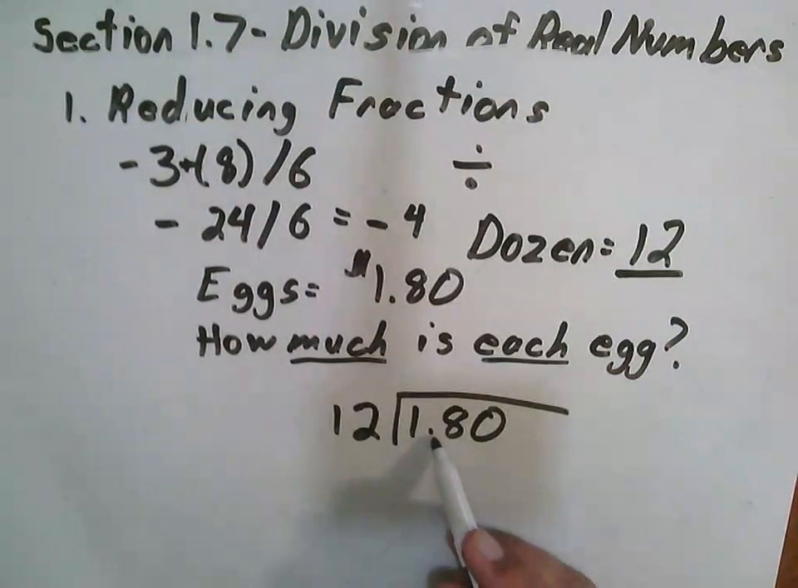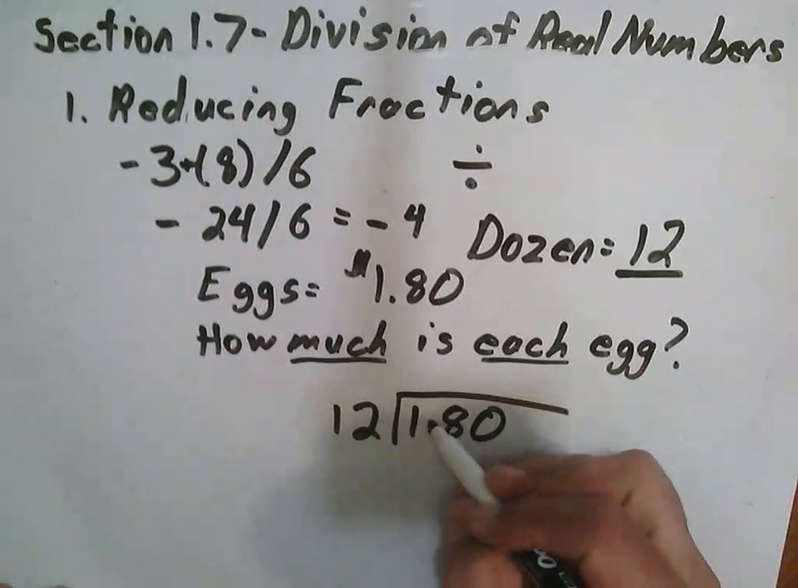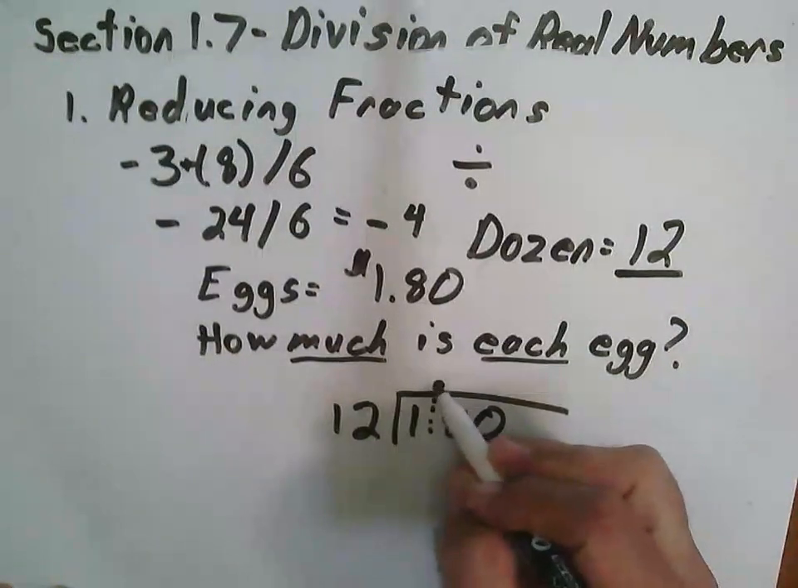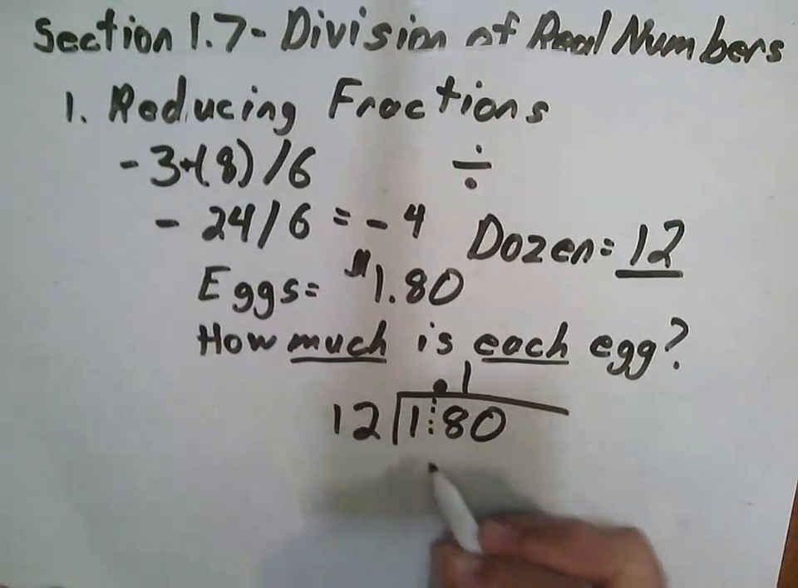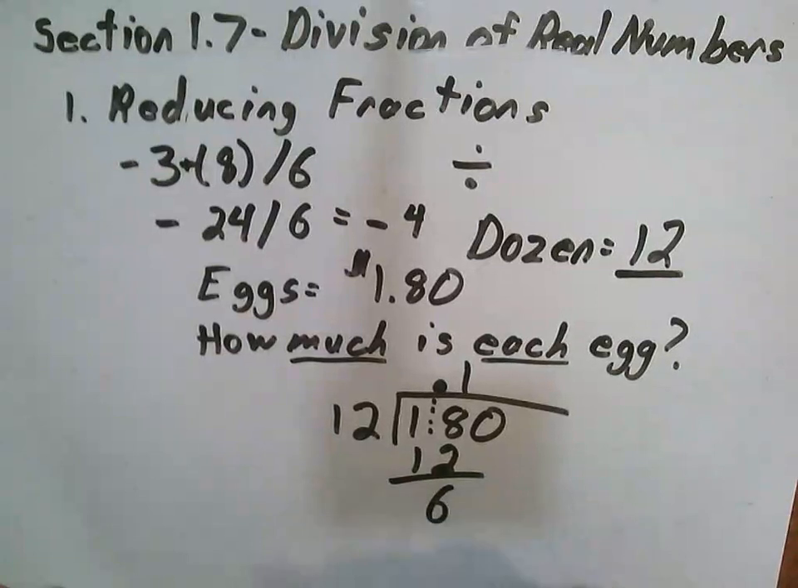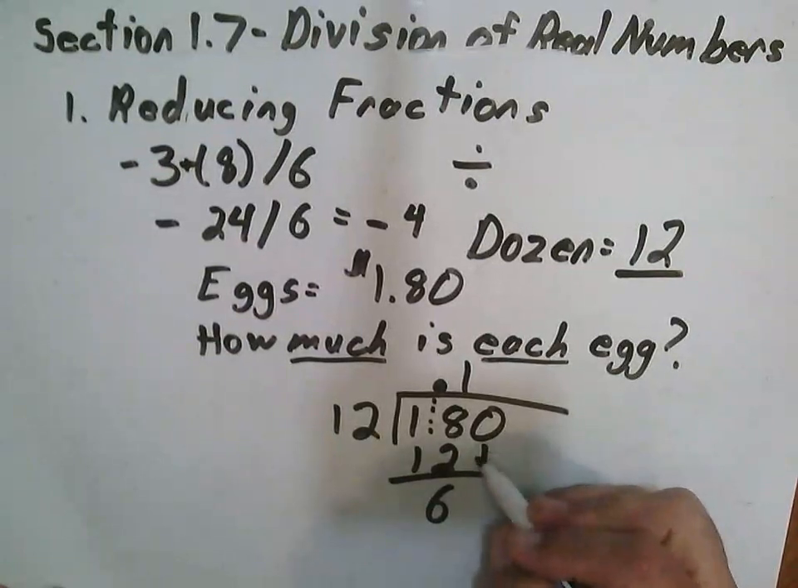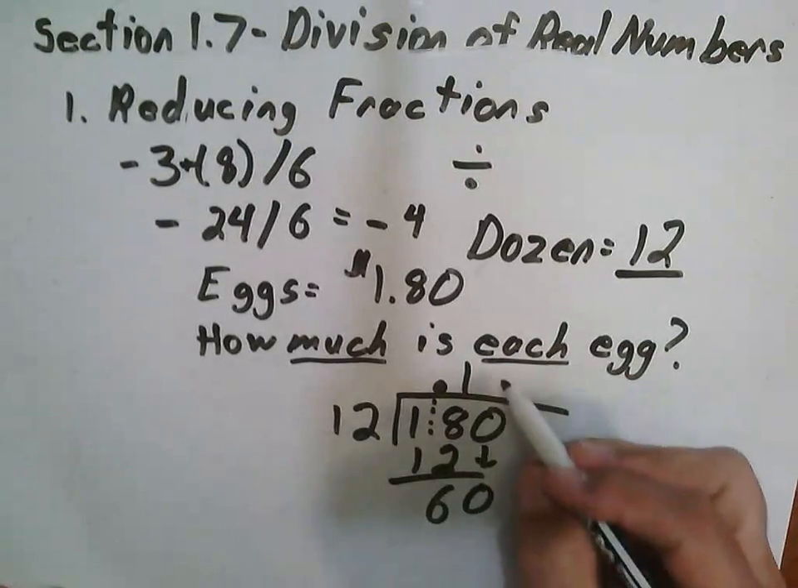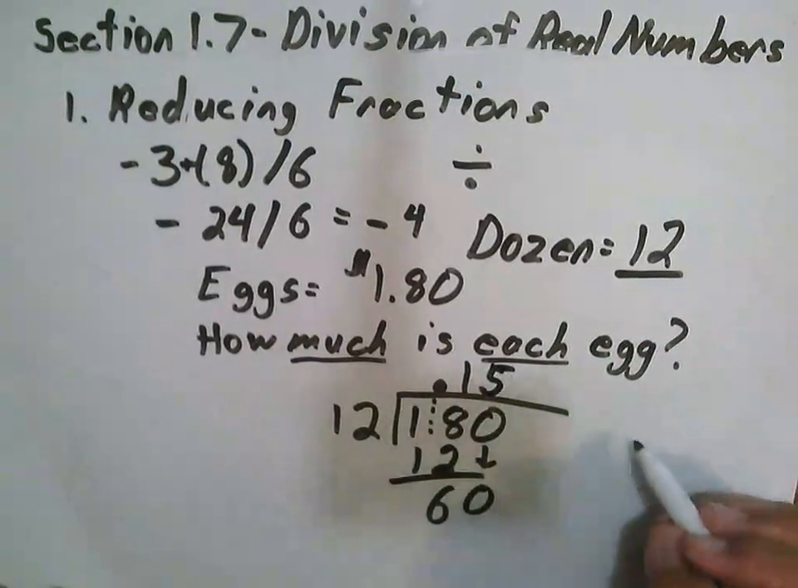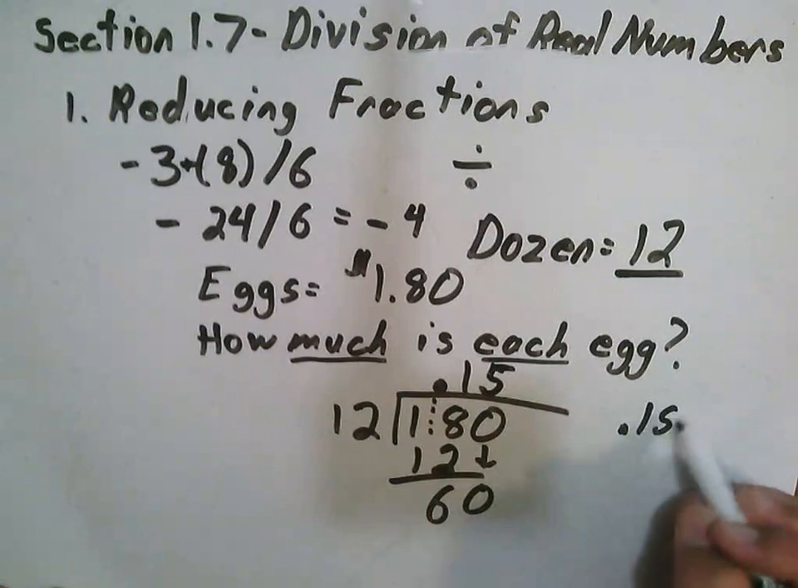Now, because I have a decimal located here, the decimal basically just falls straight up at the top. If you don't have a decimal, then you don't have to worry about it. 12 won't go into 1 evenly, but 12 will go into 18. 12 will go into 18 one time. 1 times 12 will give me 12. 18 minus 12 is going to give me a 6. Then remember, the 0 just drops down. 12 will divide into 60 5 times. And that means that each egg is worth 15 cents.